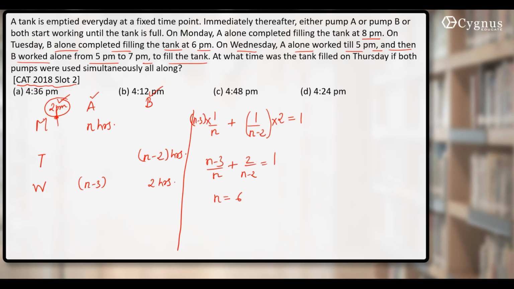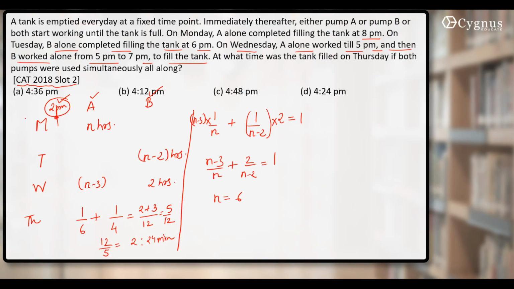What's the last line of the question? At what time was the tank filled on Thursday if both pumps were used simultaneously all along? Okay. What is 1 hour's work of A? On Thursday, what will happen? A's 1 hour's work is 1 by N, that is equal to 1 by 6. What is 1 hour's work of B? That is 1 by N minus 2. N minus 2 means 6 minus 2, that is 4. So I need to add 1 by 6 plus 1 by 4. LCM would be 12. This is 2 plus 3. That is 5 by 12th of the tank will be filled in 1 hour. So total time required becomes 12 by 5. Now 12 by 5 means 2 hours and 24 minutes.